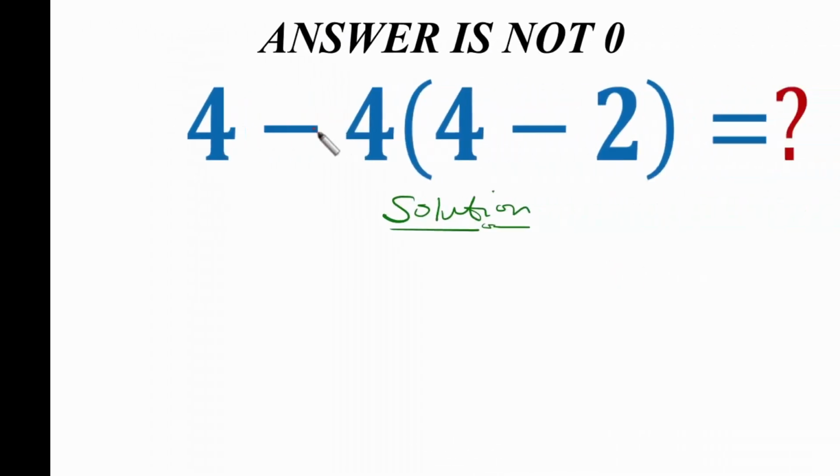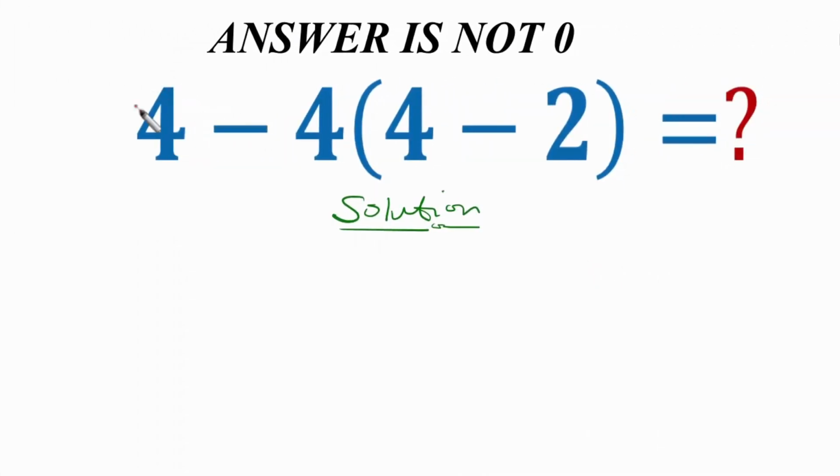Alright, it's a kind of simple question that can make you regret the rest of your life. So we have 4 minus 4 into brackets, 4 minus 2. We are asking ourselves, this is equal to which answer? And we are saying that the answer is not 0, unlike what the majority of you may think when you look at it. In this video, we are going to have a step-by-step breakdown of this expression, and we will see how we come up with the correct answer.